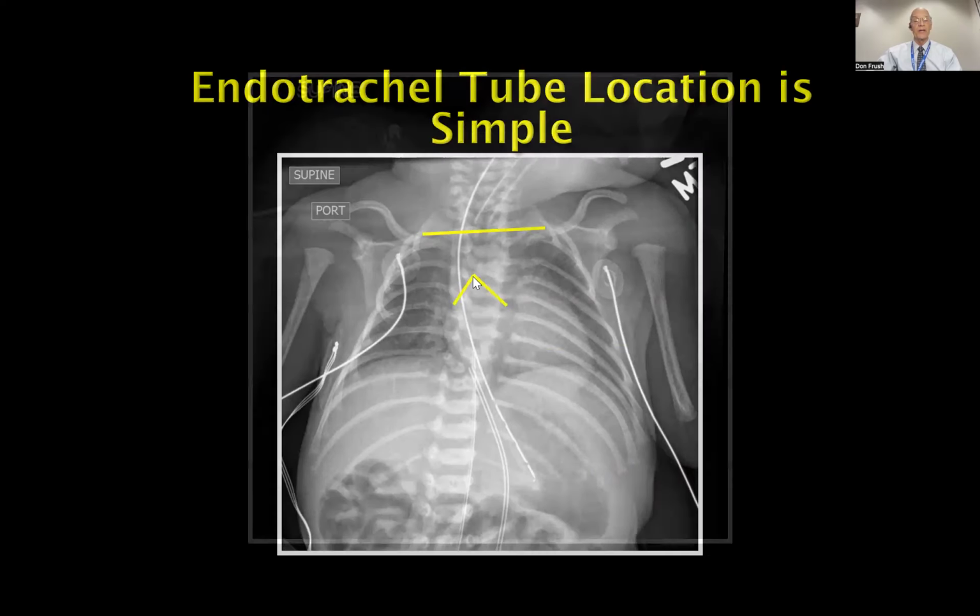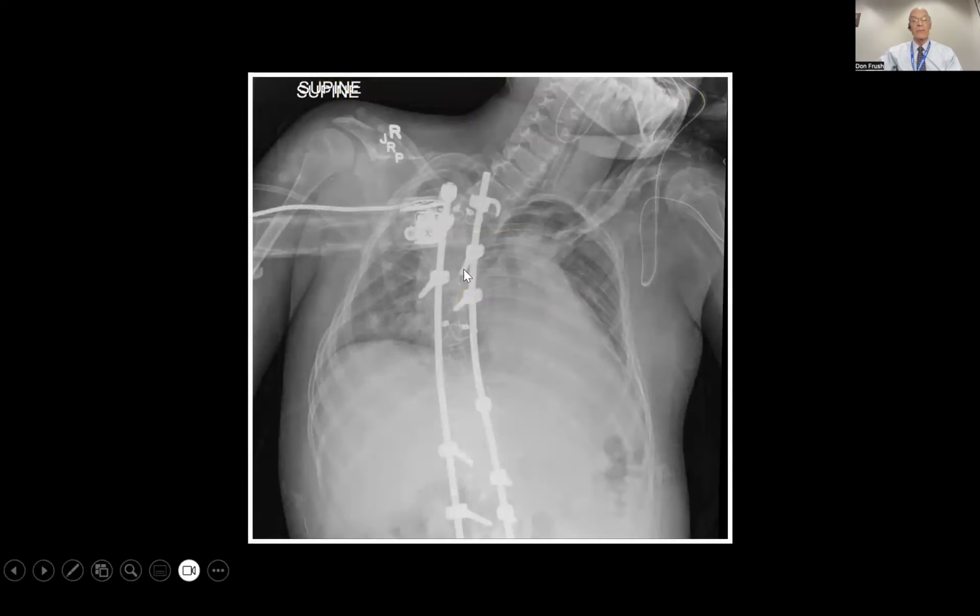Your carina is down here. Another example, this is a patient with scoliosis repair, a little bit rotated. And where's the endotracheal tube? Well, your right first rib is here. Your left first rib is somewhere around here. So your thoracic inlet is going to be right here.